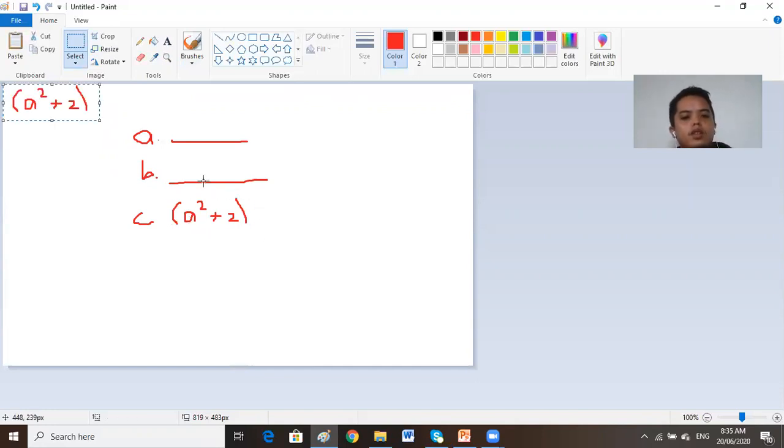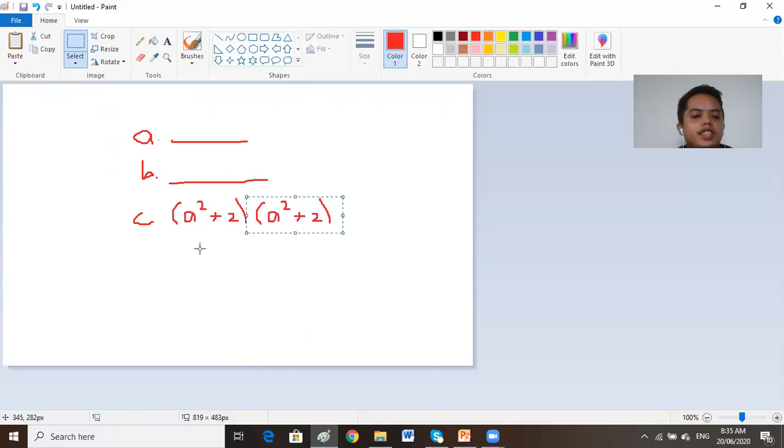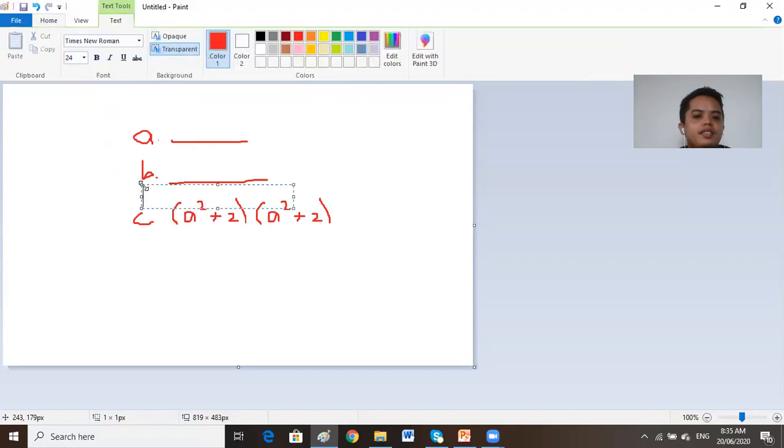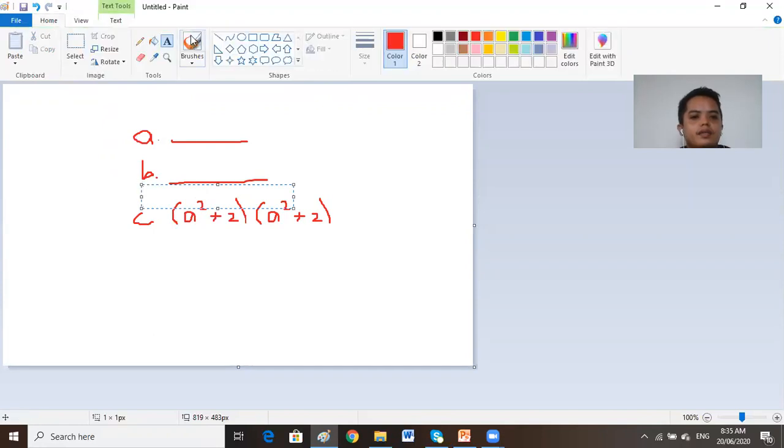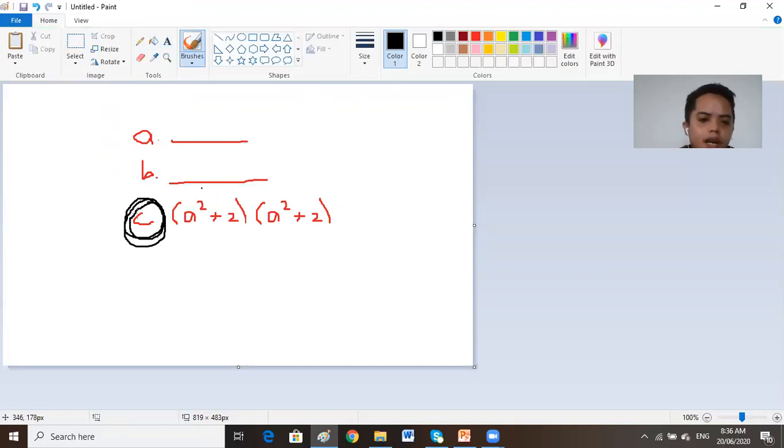So, for example, this is choice C. And then you pick choices, letter C. So, for example, you verify if this is the correct answer. All you have to do is the smile method. So, a squared plus 2, a squared plus 2. Or I mean, you can do it like this.